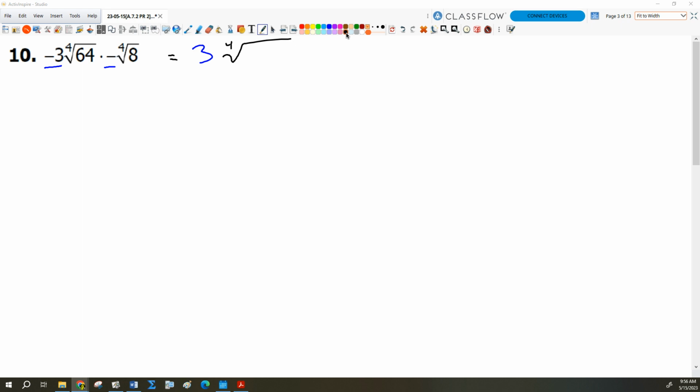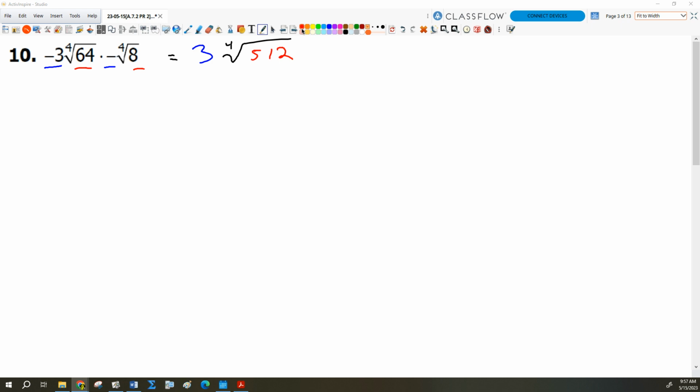Multiply the 64 and these. Yeah, the inside numbers get multiplied together. Okay, that's going to give us a big one, isn't it? 64 and 8, what is that? 512. Now, what do I have to do to simplify that radical?